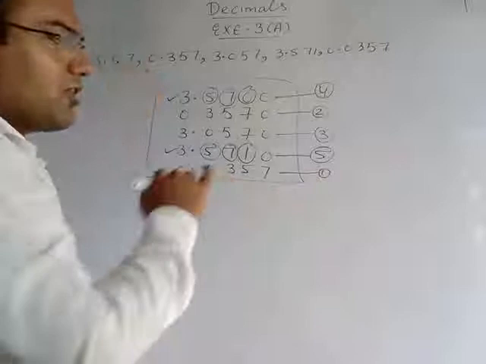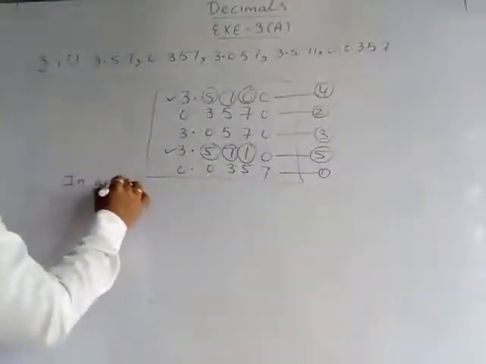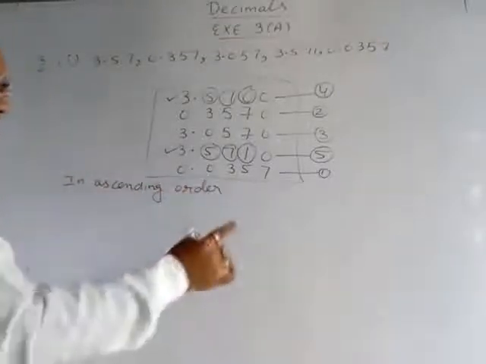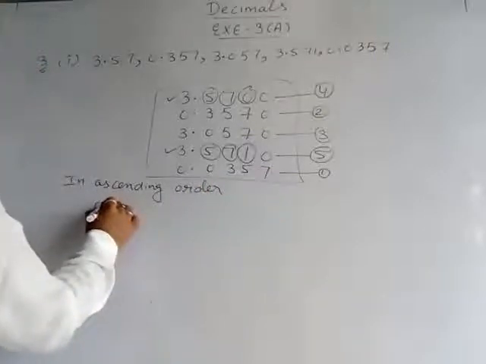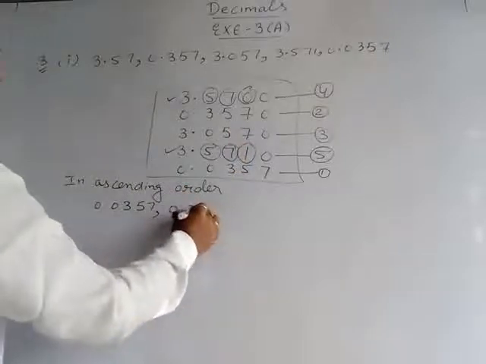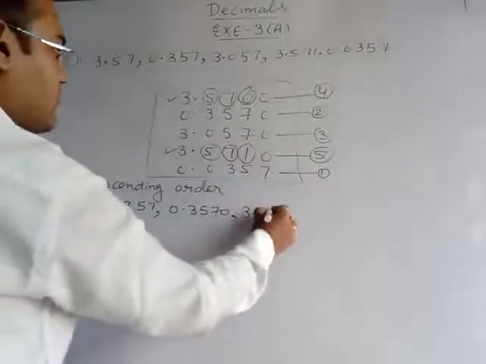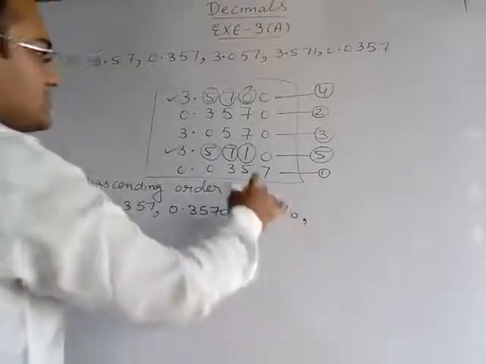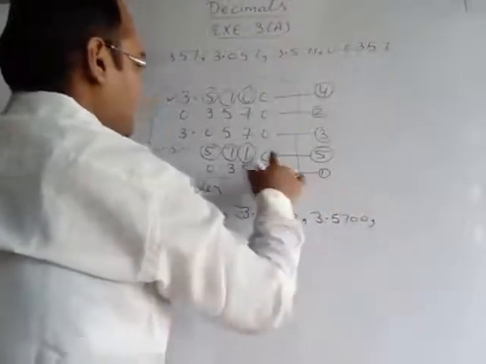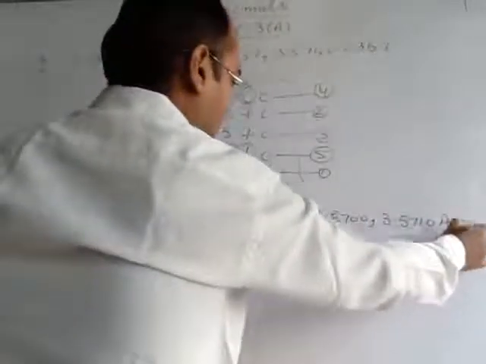Now you have to write all these numbers in proper order. So here you will write under one heading, ascending order. What is the first number? Smallest number is 0.0357. Second number is 0.3570. Third is 3.0570. Fourth is 3.5700 and fifth one is 3.5710. So this is your final answer.